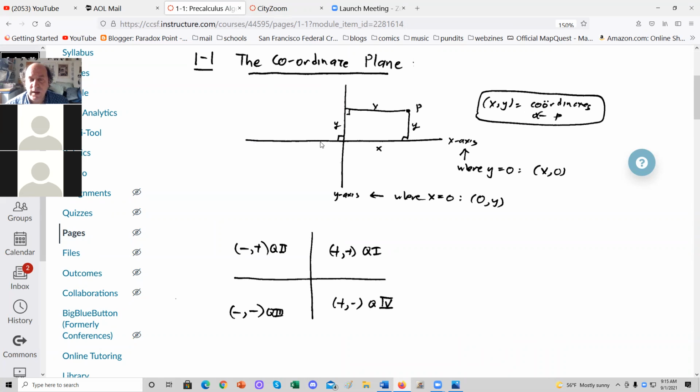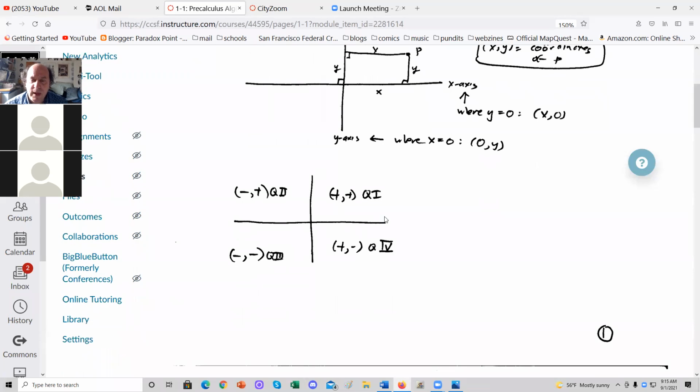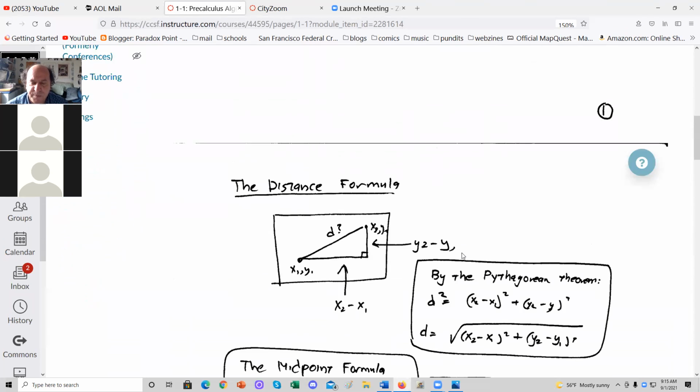On the x-axis, every point is where y equals 0. So these are the points of the form x by 0. On the y-axis, x is 0. So these are the points of the form 0 by y. These two lines divide the plane into four parts called quadrants. This upper right quadrant, plus by plus coordinates, is called quadrant 1. This upper left, minus by plus, is quadrant 2. This lower left, negative by negative, is quadrant 3. And this lower right, plus by minus, is quadrant 4.